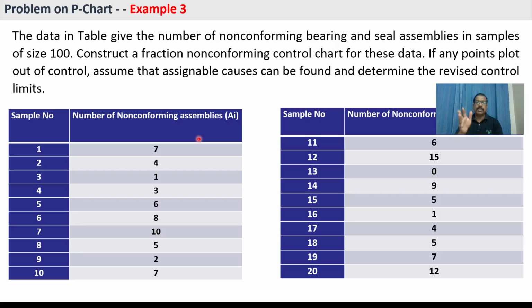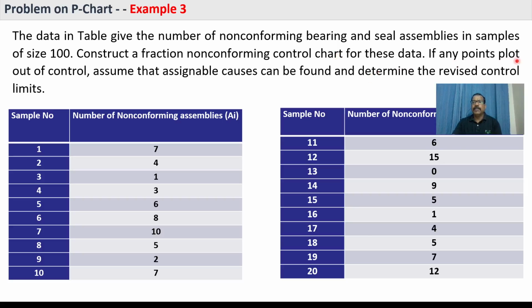So understand the problem in this sense. The sample size is 100, but the total number of samples taken is 20, that is, the number of subgroups is 20. Under each subgroup there are 100 samples, and in each subgroup there are 7 defective, 4 defective, 1 defective, like that. If you understand this, it is easy. Construct a fraction non-conforming control chart for this data. A fraction non-conforming control chart, you know, is a P chart.